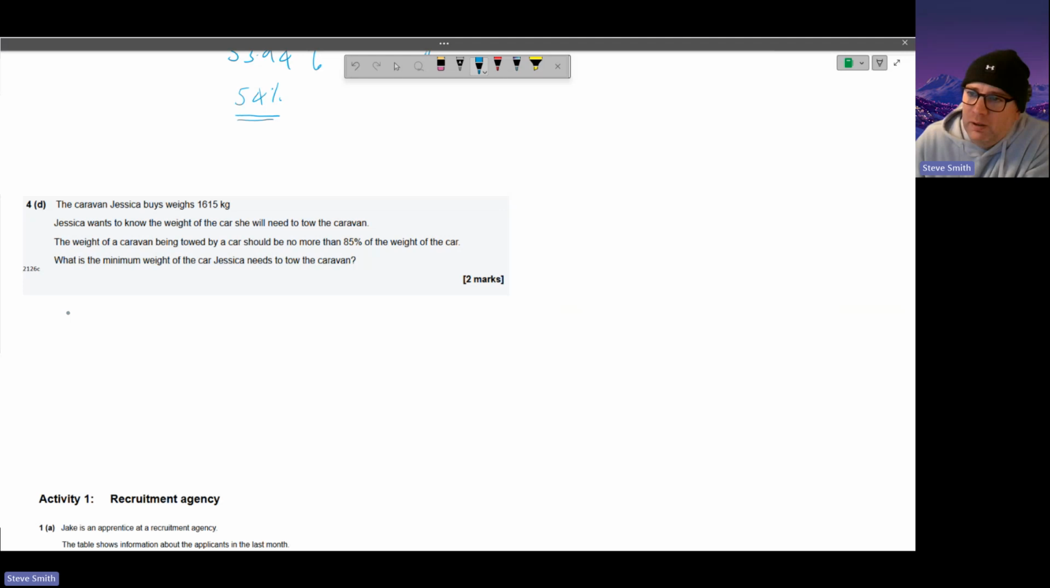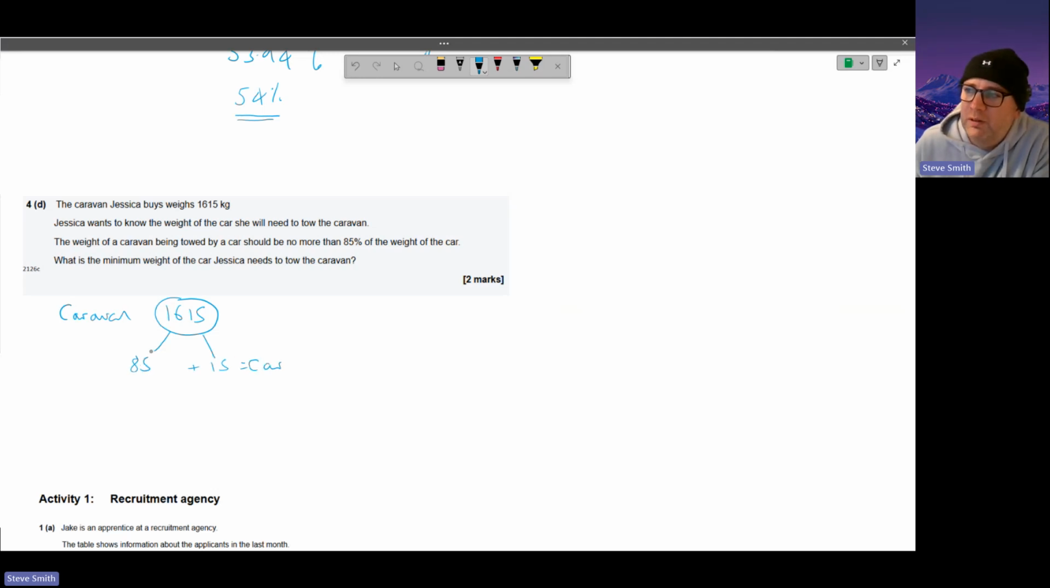Okay, there's a calculator paper as well. She's buying a caravan. I was going to write car then, but we've got to write caravan. Caravan is 1615. The weight of the caravan being towed by the car should be no more than 85% of the car. So we know that this number here represents 85% of our number. So we need the other 15. Because that's what the car will equal, wouldn't it?